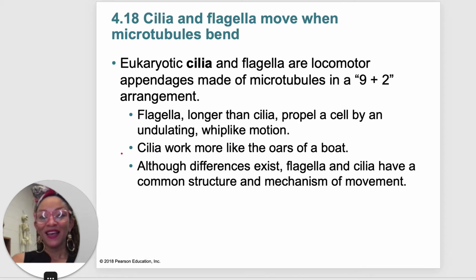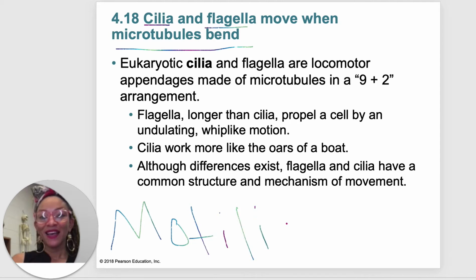Okay, another typical type of outer structure that you might see on a cell is something called cilia or flagella. All right, and these move when those microtubules bend. So both of these, the cilia and flagella, function in cell motility, so movement of the cell. Okay, so cilia are more hair-like. They're very, very short. They help to kind of just brush things along, while flagella are more of a long tail that have a whip-like motion, and they help to steer and swim.